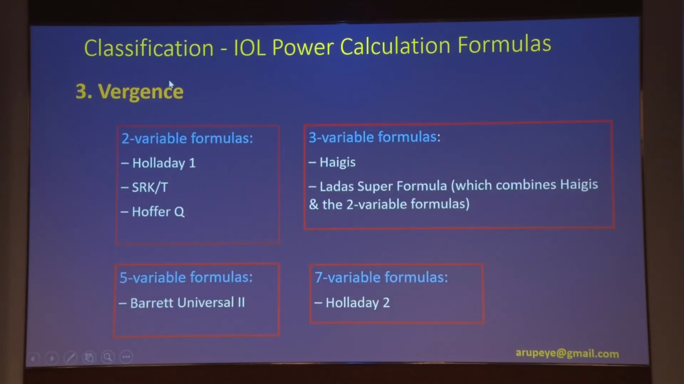So Vergence formulas still hold sway: Holladay 1, SRK-T, Hoffer Q, Holladay 2. Please remember that these formulas are more than 20, 30 years old. They're from the previous millennium. The phones that you're using to take the pictures were purchased just a few years back. We are not using cell phones purchased in the previous millennium.